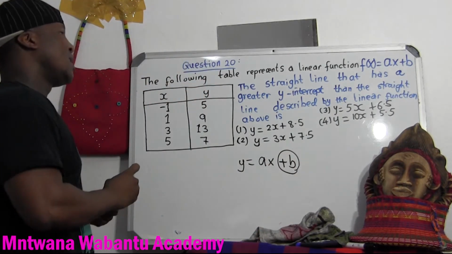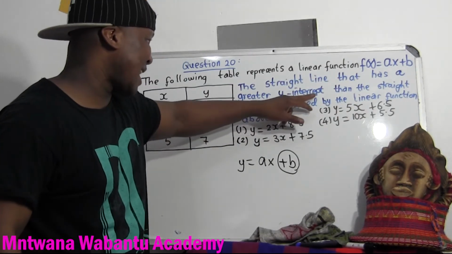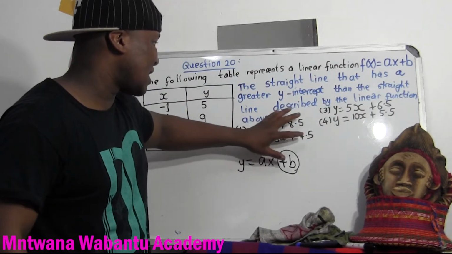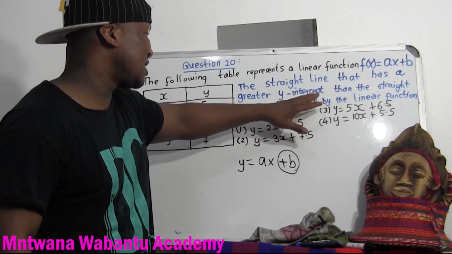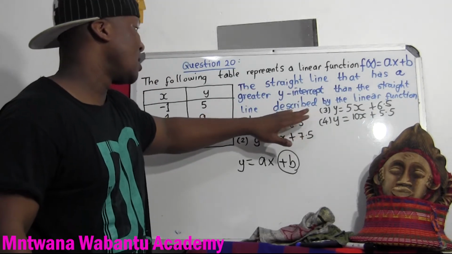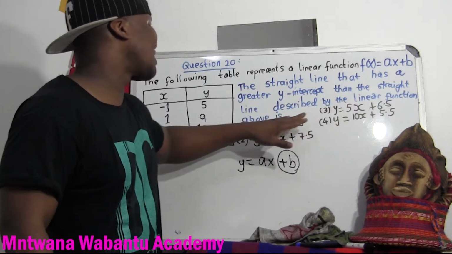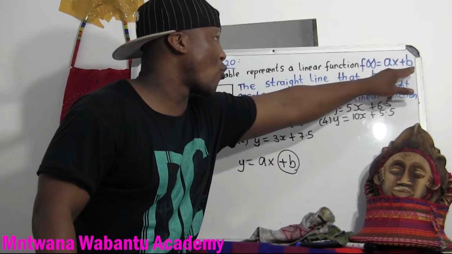What is the question? Now let's say a straight line that has a greater y intercept. So they give us a lot of straight lines. So they say which straight line has a greater y intercept than the straight line described by the linear function above. So this linear function above, we don't know the slope, we don't know the y intercept.